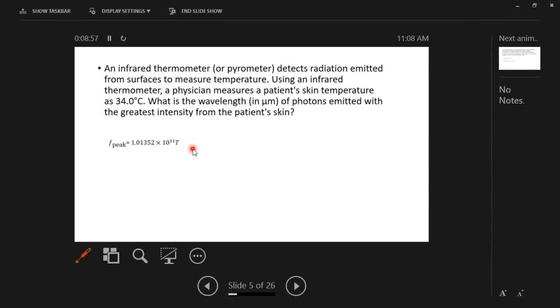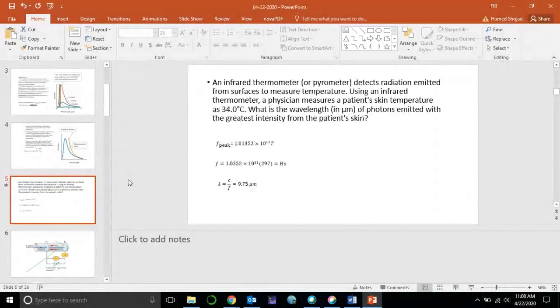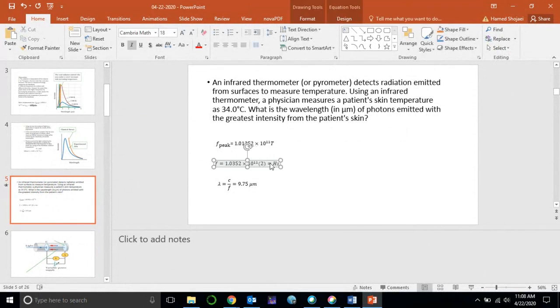So let me go back and fix it, because 34 plus 273 is going to be 307, right? So I may have done it as like 297. So I have to change this to 307. And then this number will change to a smaller value, which is probably 945. So anyways, I'm sorry about that. Let me go back.